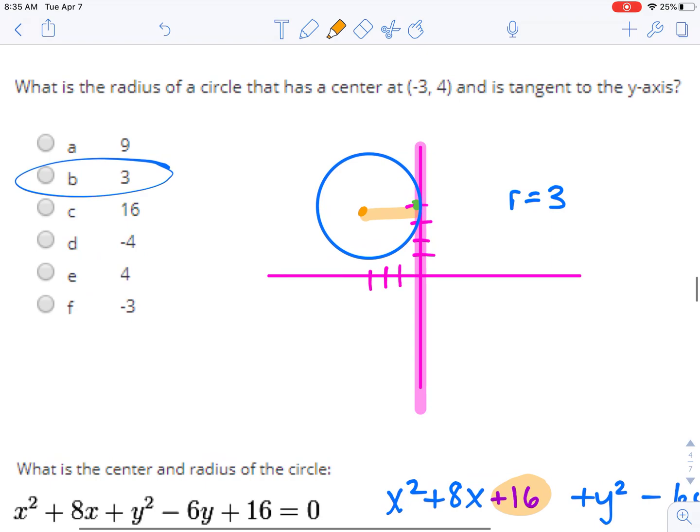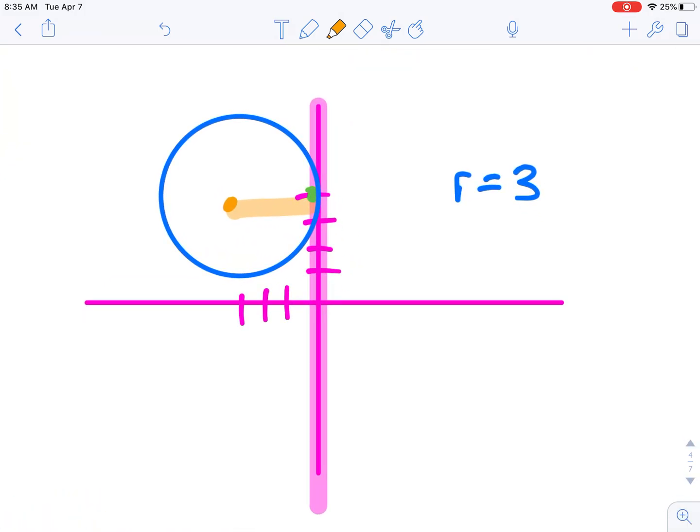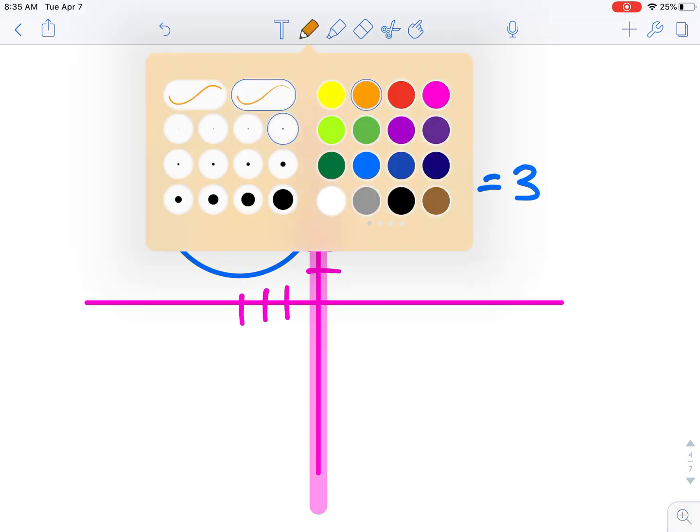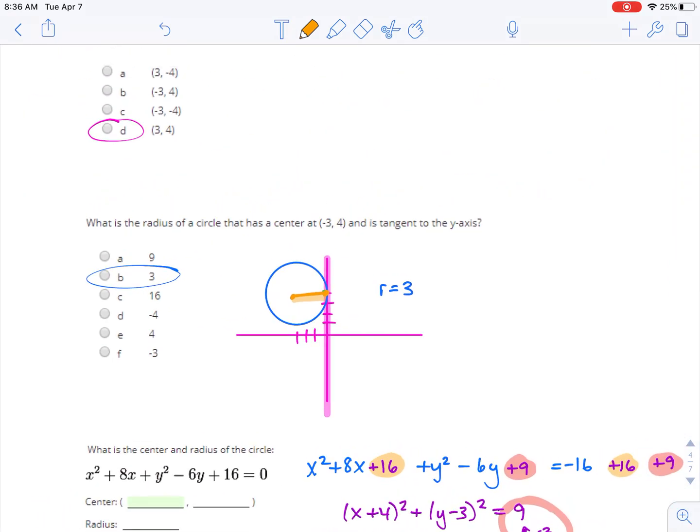The next one says, what is the radius of the circle? And we want it tangent to the y-axis. I find it much easier to actually draw a picture. If we want it to be tangent, that means it's only going to touch our y-axis. And we want to find that length or that distance from the center to our y-axis, which is 3.